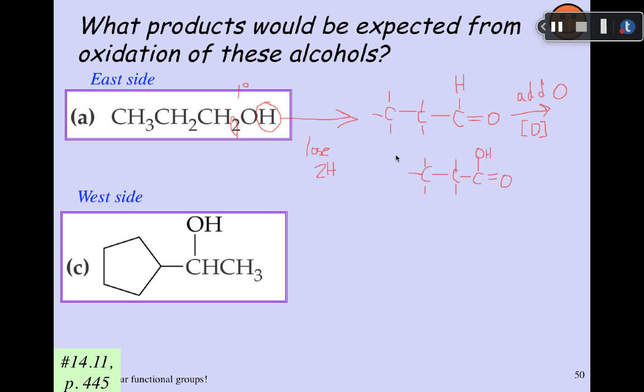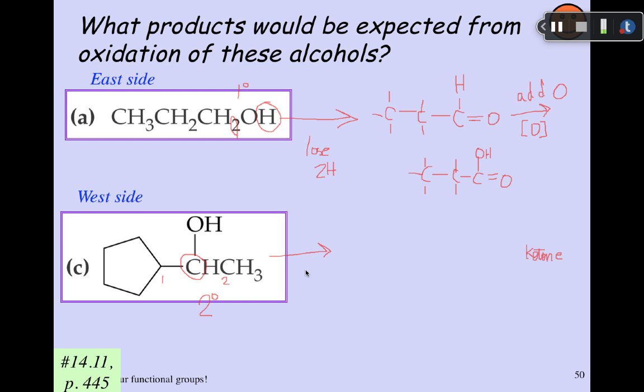Now, the second example on this screen, we could name it if we chose to, but let's not do that for the moment. That might be an odd compound, honestly. And so the first thing we want to do is decide what type of alcohol it is to determine what type of product we're expecting to see. The alcohol carbon, in this case, is attached to 2 other carbons, so that makes it a secondary alcohol. We're going to get a ketone, and there will be no further oxidation than that. A ketone is as far as you will go for this example.